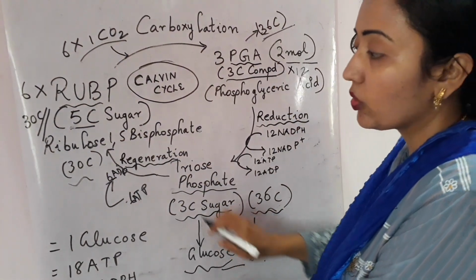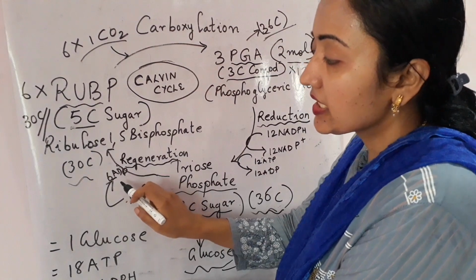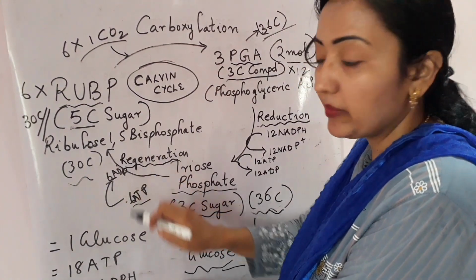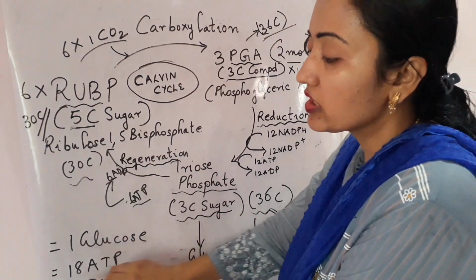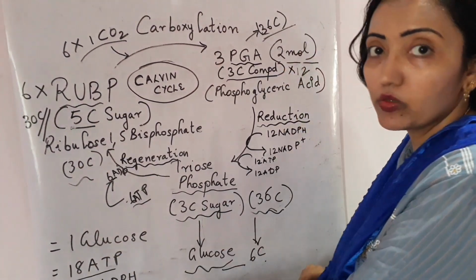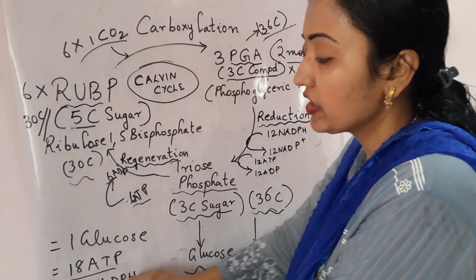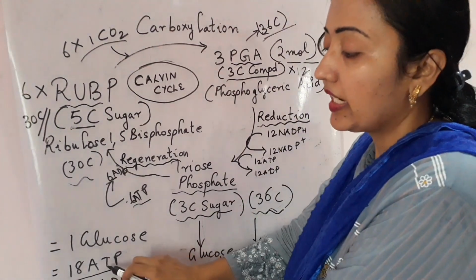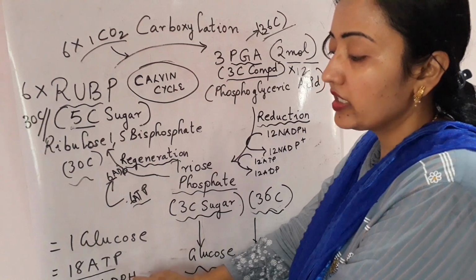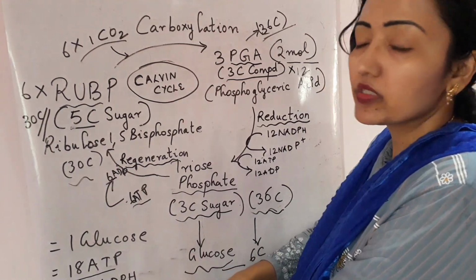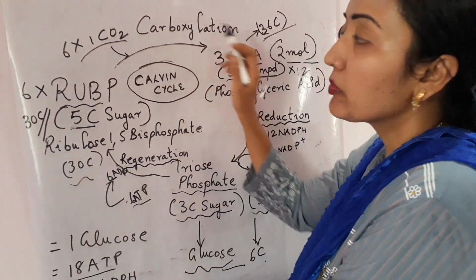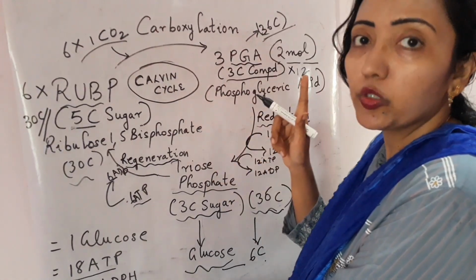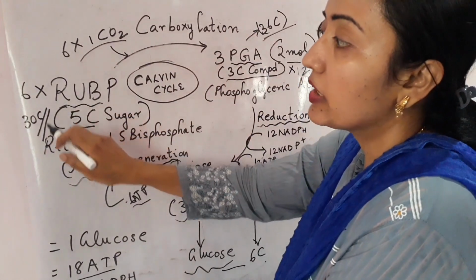It forms glucose. Now here 6 ATP is utilized to form 6 ADP. So for one glucose molecule, 18 ATP molecules are required and 12 NADPH molecules are required. So 6 carbon dioxide molecules are fixed to produce one molecule of glucose.